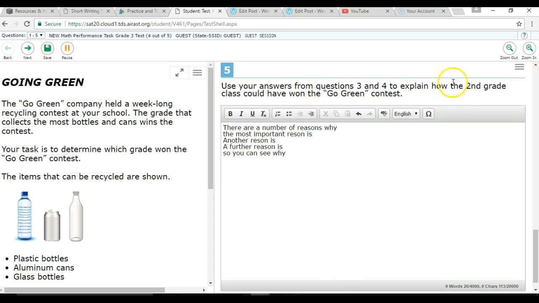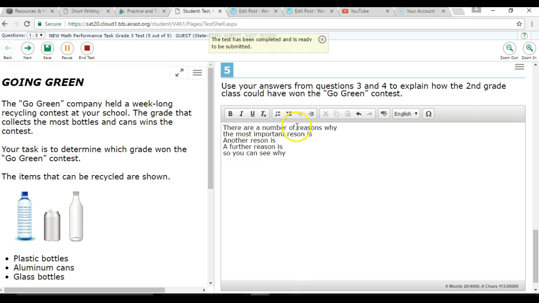Okay, so use your answer from question 3 and 4 to explain how the second grade class could have won the Go Green contest. So you can see that if students have this schema working, they could outline their frame, get those connections, and think about it. So is this going to work perfectly in this situation? No, but it can be modified, and so the more experiences we have for students to do that. So you should explain how the second grade class could have won the Go Green contest.